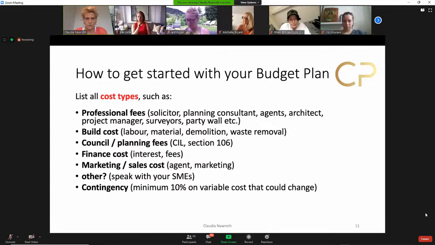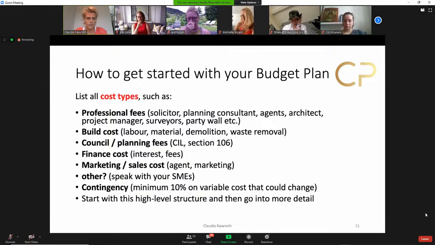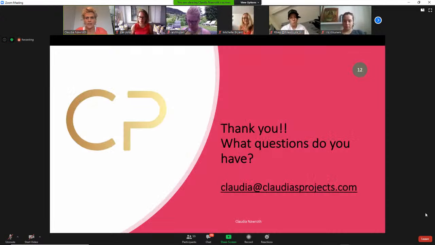The variable costs are, for example, build cost, mainly build costs, because the professional fees, you normally agree them from the start. If you have a new build, 10% will do. If you have a conversion or a large refurbishment, I would potentially increase the contingency, because it's more risky to do that. So you start with that high-level structure, and then you just break it down into smaller details and cost positions. Yeah, that was it.